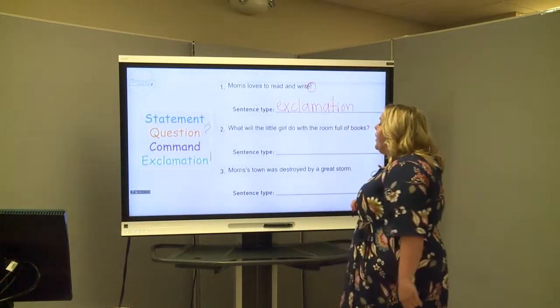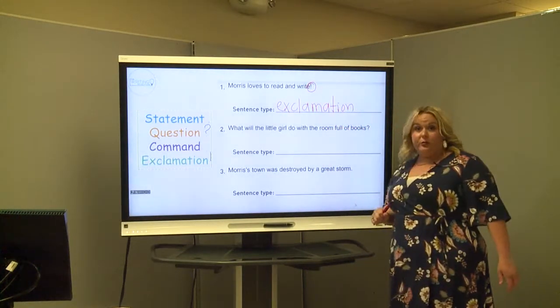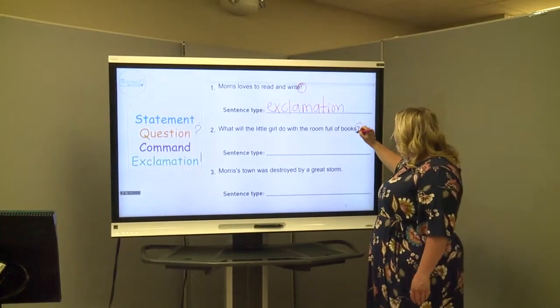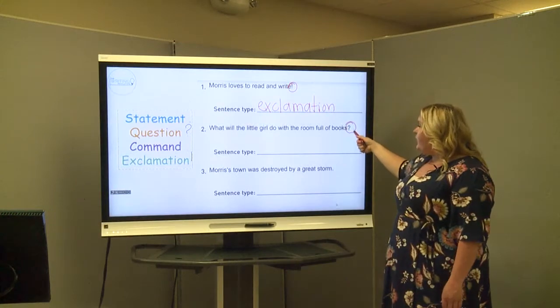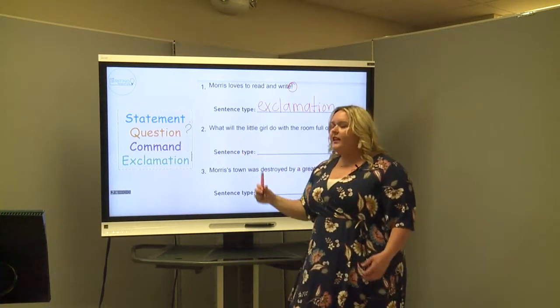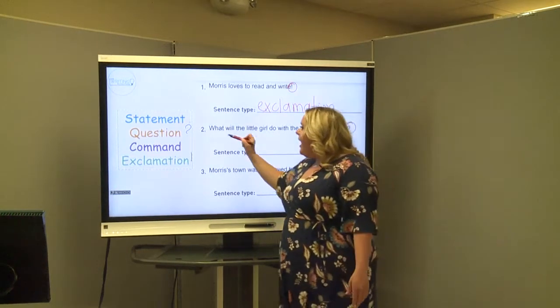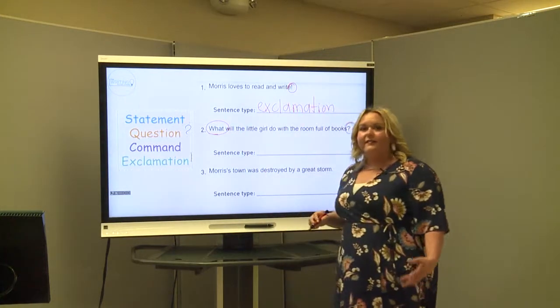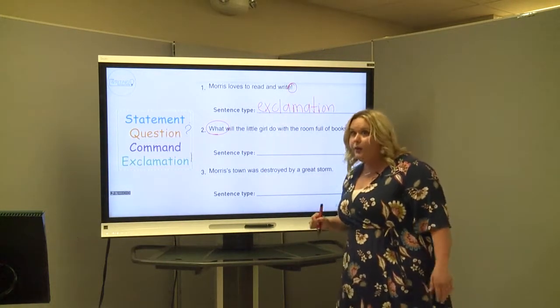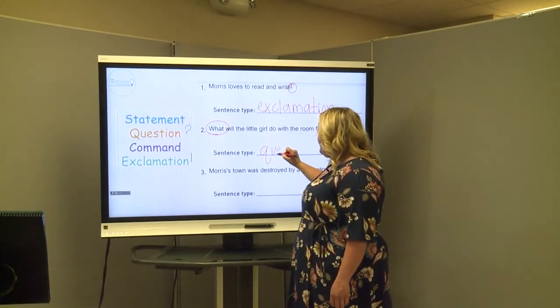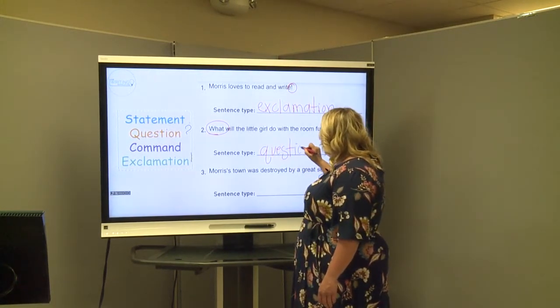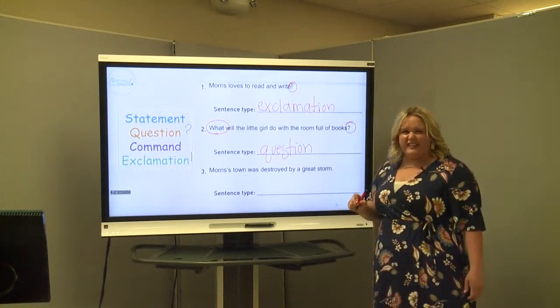All right, number 2. What will the little girl do with a room full of books? So once again, I like to circle my punctuation. And this is a question mark. So it makes me think it's a question. Let me see if I see a question word. Our sentence starts with the word what. That's a question word. Who, what, when, where, why. So that is a question. So that's what we're going to write on the blank. Very good. I bet you're already really good at these.